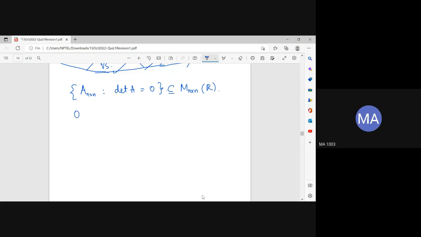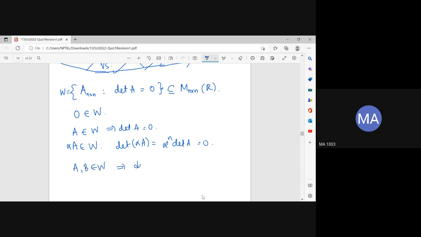Does the zero matrix belong to this space? Yes, ma'am, because the determinant of the zero matrix is 0. Now, if A belongs to W, then I know that the determinant of A is equal to 0. What can you tell about alpha A? What is the determinant of alpha A? Alpha to the power n times determinant of A, so alpha A also has determinant 0 and belongs to W.